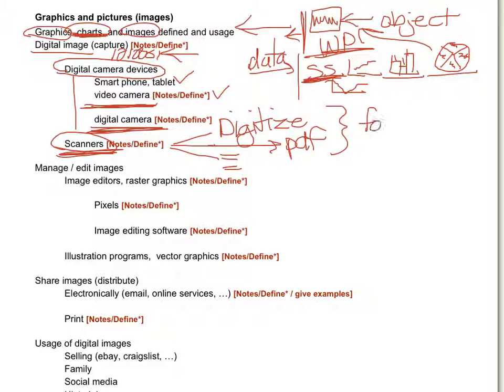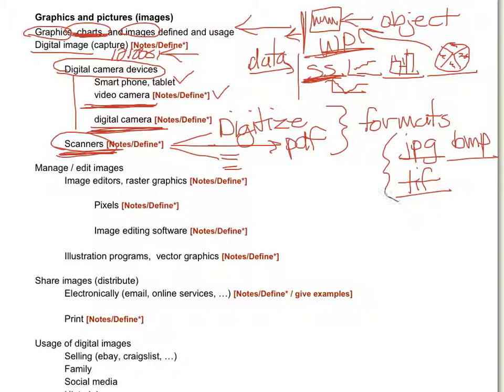And then there's a wide range of formats for that. It could be a JPEG, it could be a TIFF, it could be a bitmap. So there are different formats used to represent those pictures. I've only listed a few. There are tons of them out there.